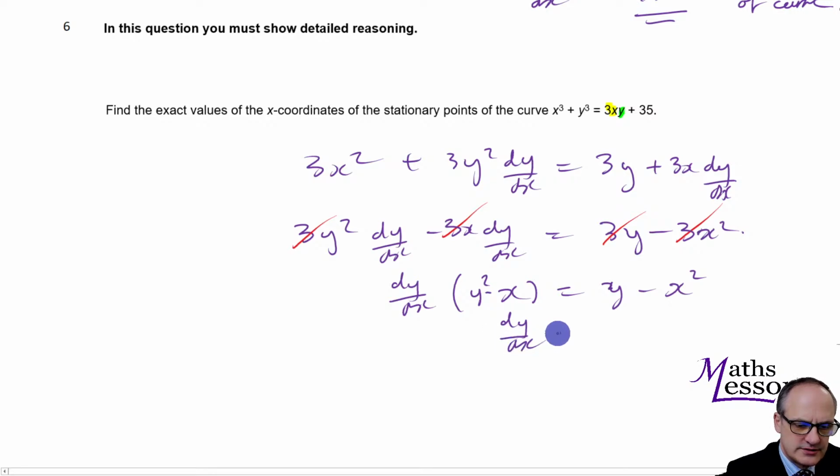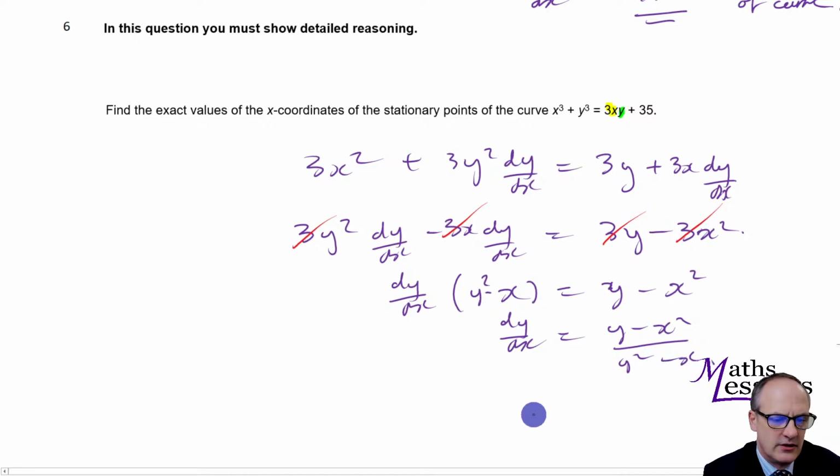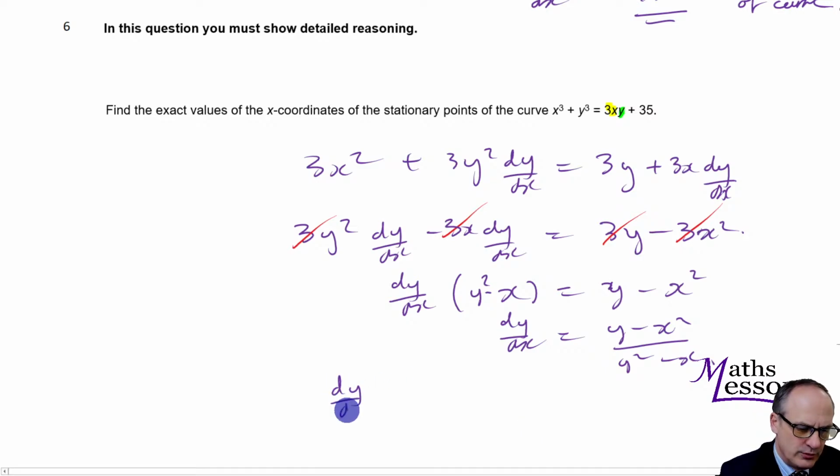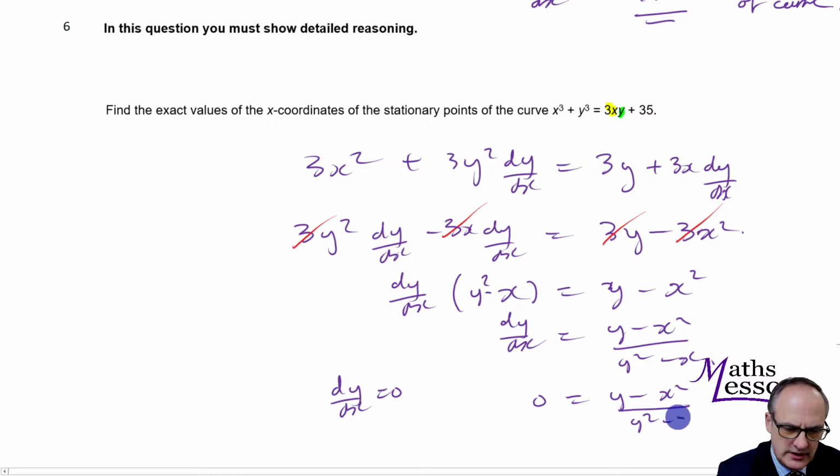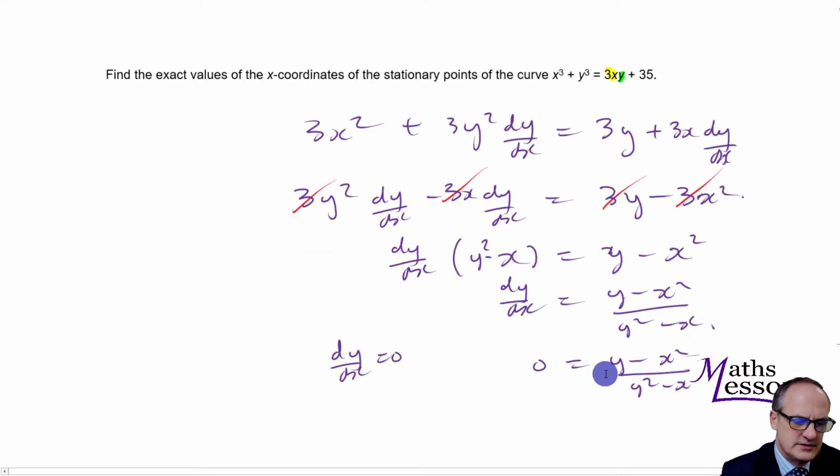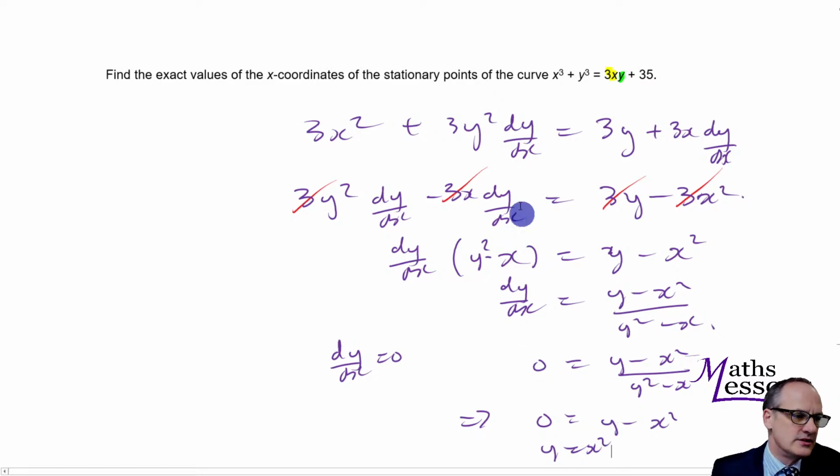dy by dx comes out to be y minus x squared over y squared minus x. A lot of people, when they're not confident with this topic, think, what do I do now? Well, I know that stationary points occur when dy by dx equals 0, so this will equal 0. And a fraction will equal 0 when the top of the fraction equals 0. So this implies that 0 is equal to y minus x squared, so y equals x squared.